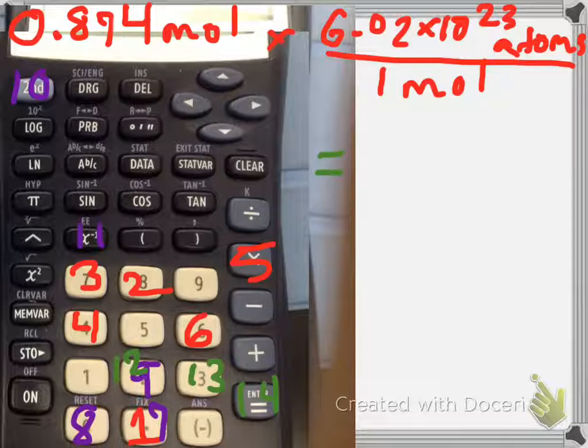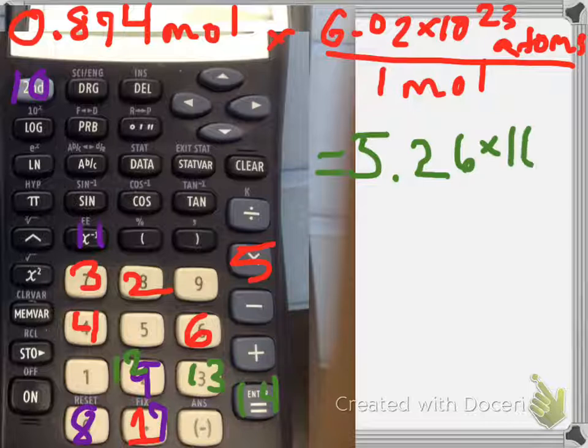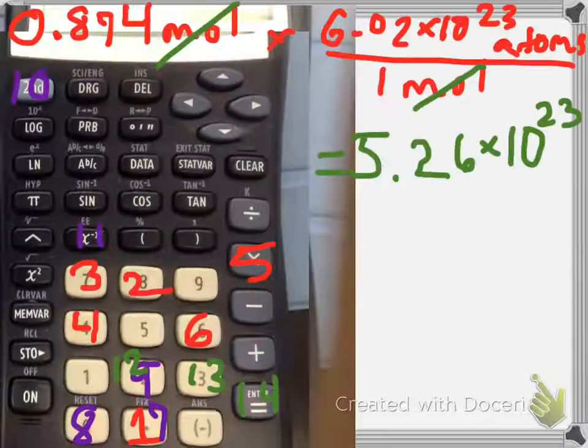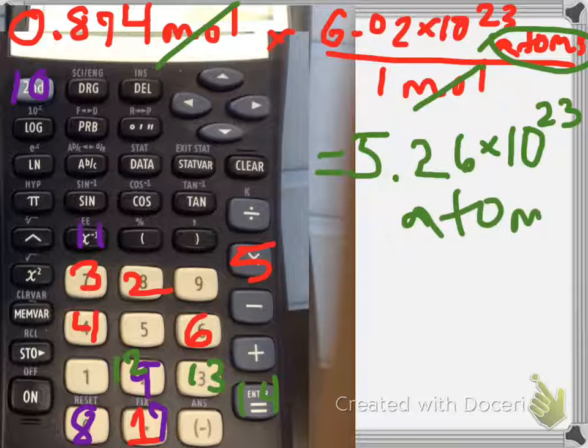I got that it equals 5.26 times 10 to the 23rd. And notice moles cancel out. My mole unit cancels out, so we are left with our atoms unit. So this will be atoms.